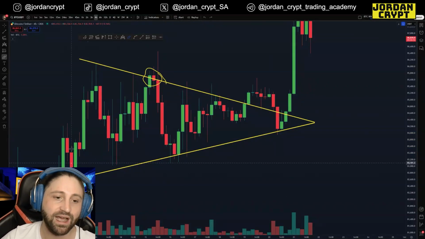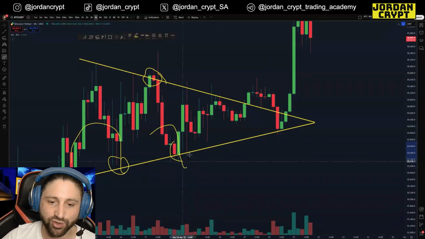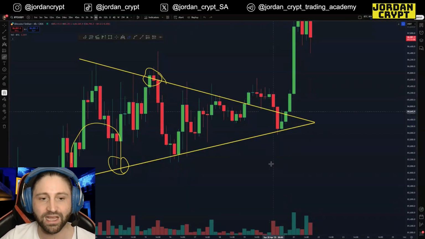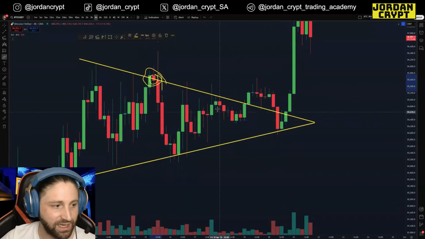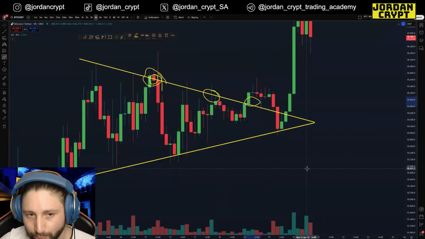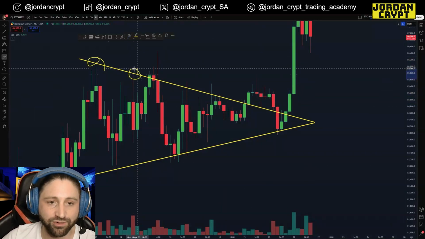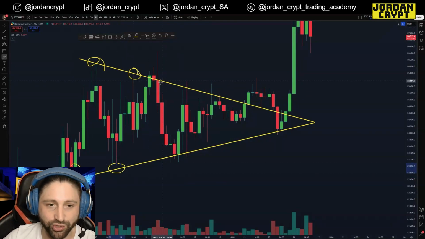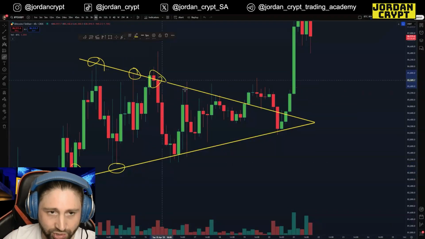When price comes down to my support, I add to my long trade and I keep it open. When price comes up to my resistance, I add to my short trade and I keep it open. If you were really diligent and you started to pick up on this pattern, the first time you would have entered your short is of course right here.